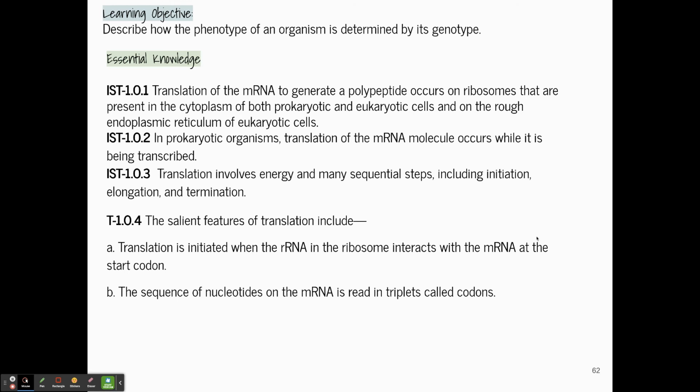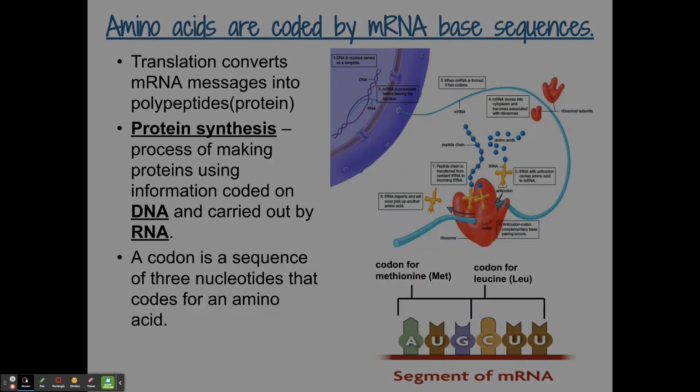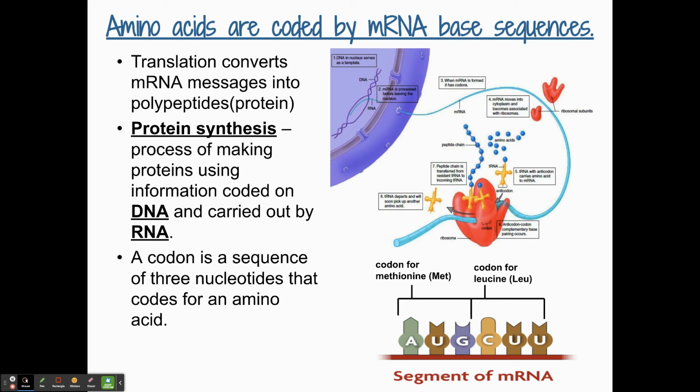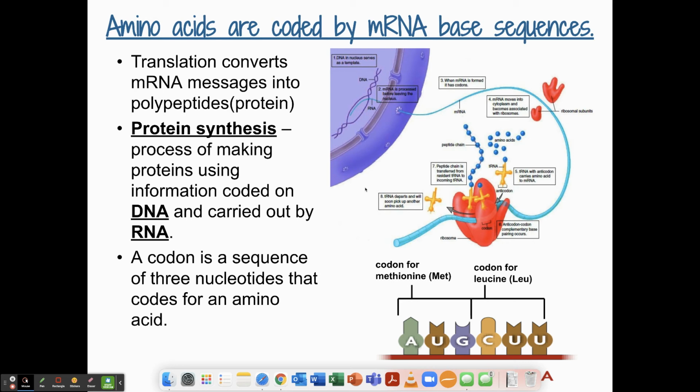All right, so in the next section, we're going to learn the description of how the phenotype of the organism is determined by its genotype using translation. So amino acids are coded by mRNA-based sequences, as we've seen. Once RNA is edited, it's going to leave the nucleus and attach onto a ribosome. Translation converts mRNA messages into polypeptides or our protein. That process is known as protein synthesis. This is the process of making proteins using information coded on DNA and carried out by RNA.